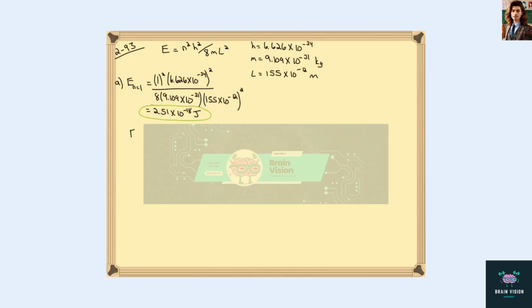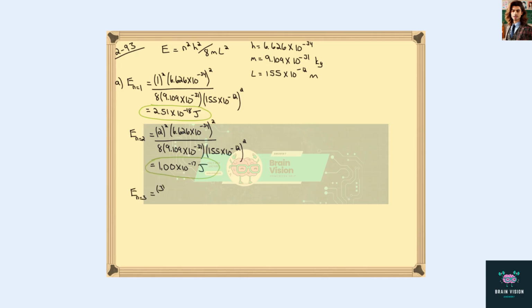so we're going to go from 1 squared to the second energy level, 2 squared, so the energy is going to be 4 times the energy in the first energy level, or 1.00 times 10 to the negative 17 joules.